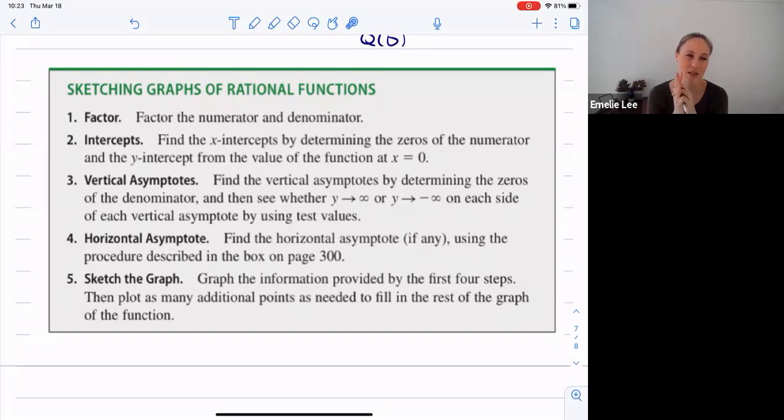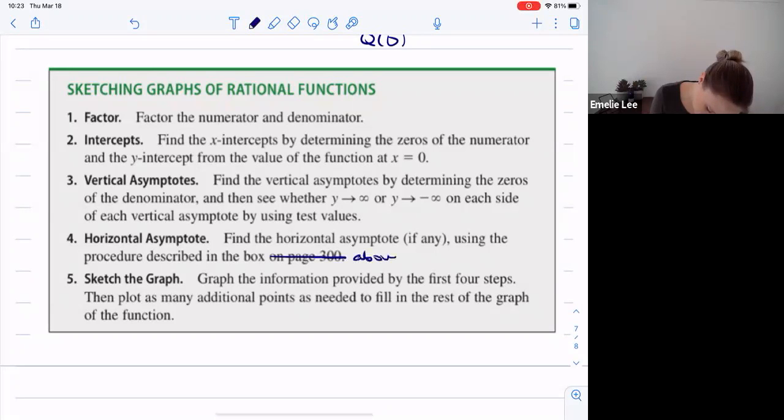So then the next step is to find the horizontal asymptote. You do that by just comparing the degrees of the numerator and the denominator. And then here it says, using the procedure described in the box above. Right, we just talked about it. I gave it to you. And so for those horizontal asymptotes, you compare the n and the m.